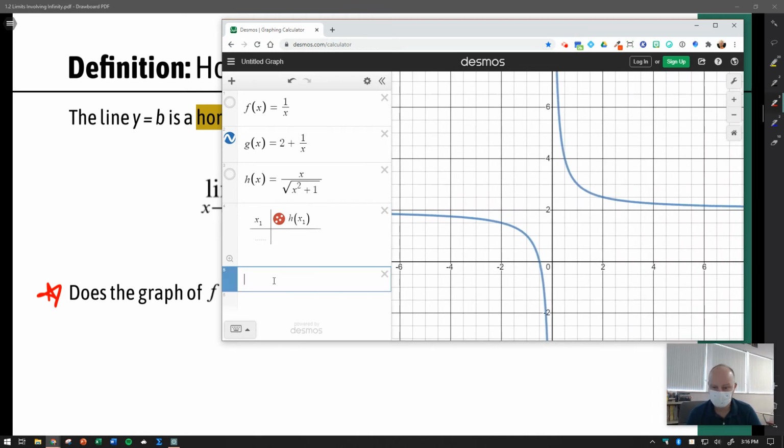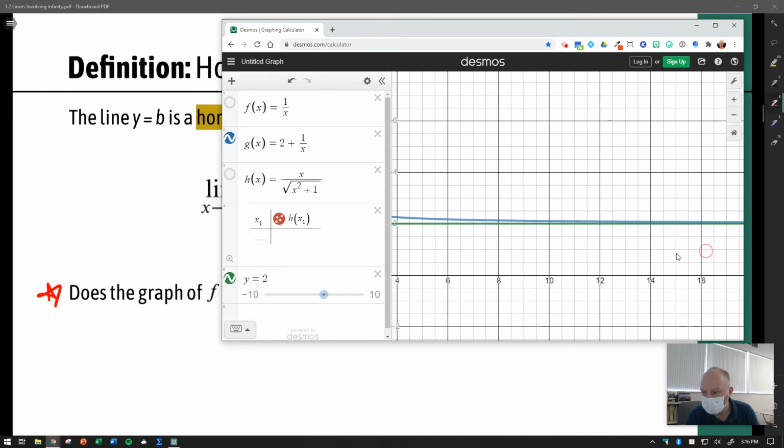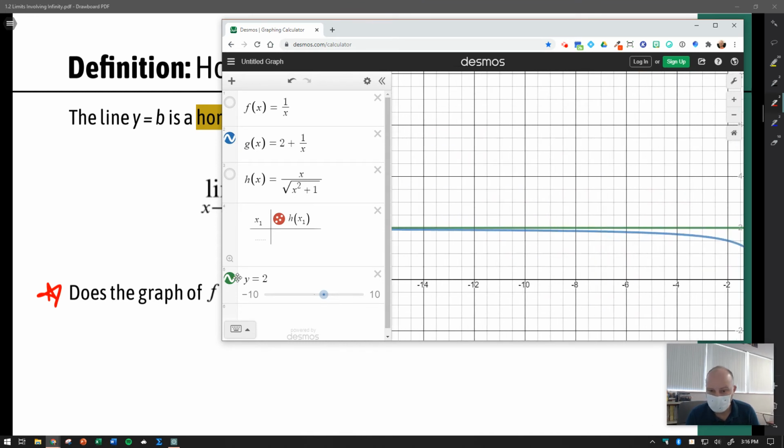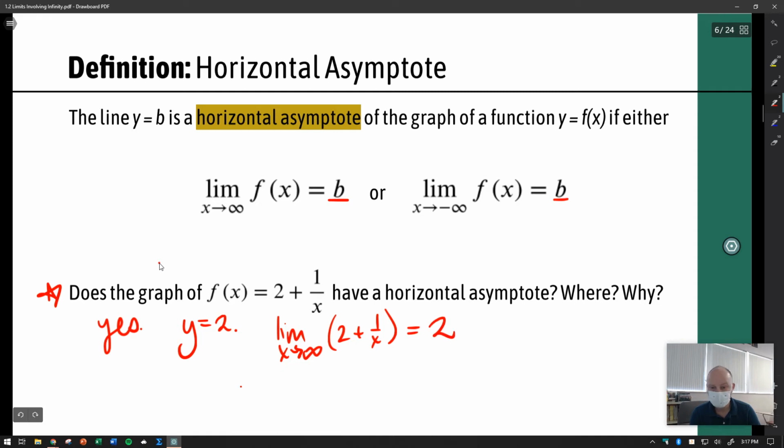This is a horizontal asymptote, and we could even type that in, y equals 2, and we can see there the green line. Yeah, absolutely. That is an asymptote of this function. So, does it have a horizontal asymptote? Our answer there is yes. Where? It's at y equals 2. Why? Because the limit as x approaches infinity of 2 plus 1 over x is 2, and the limit as x approaches negative infinity of 2 plus 1 over x is also 2.